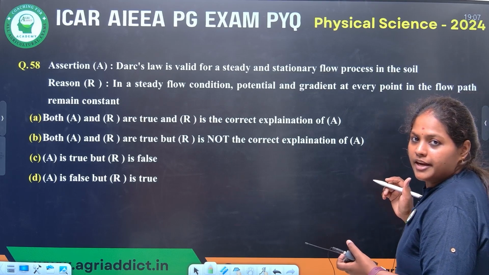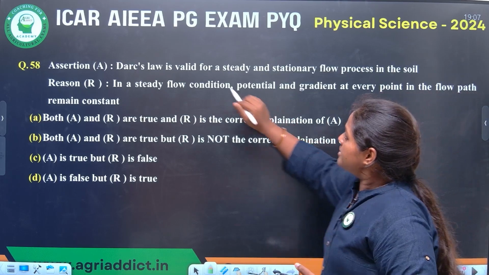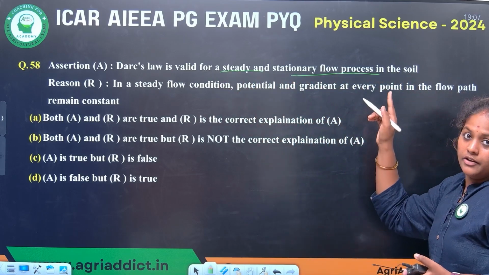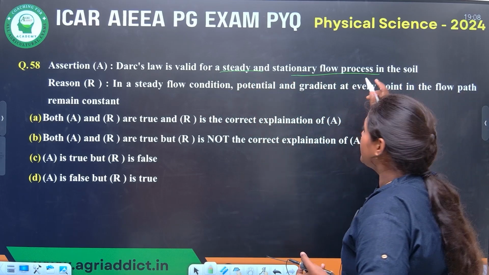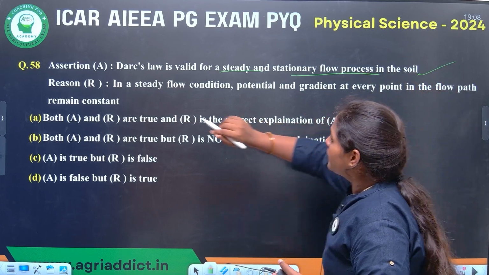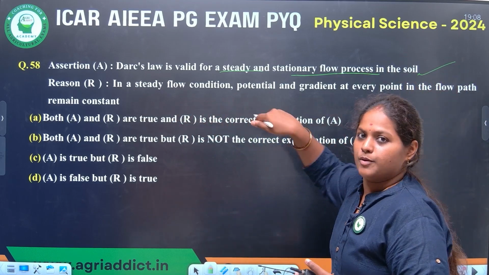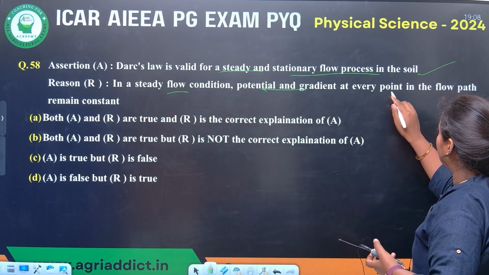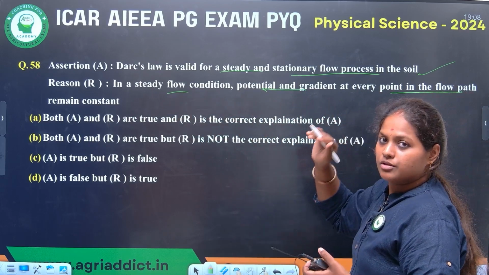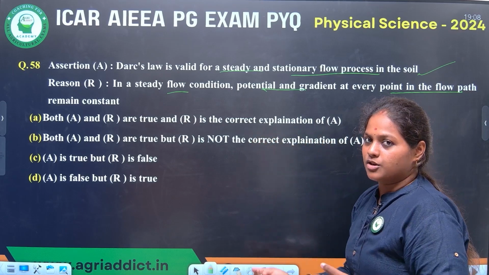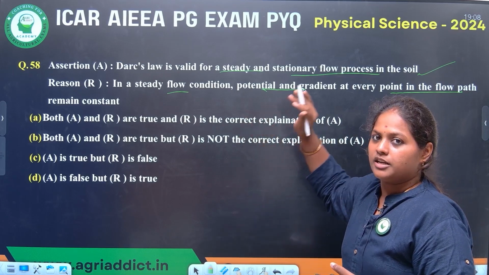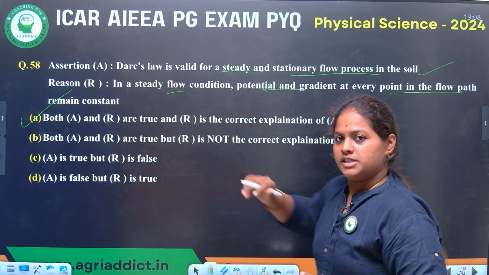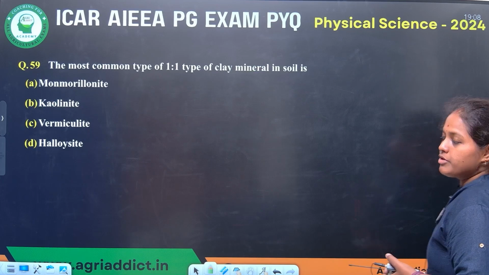Question number 58. Assertion: Darcy's law is valid for a steady and stationary flow process in the soil, which is the main assumption for deriving Darcy's law. Reason: why they have chosen steady flow, they are explaining here. In a steady flow, the potential gradient at every point in the flow path remains constant. When the potential gradient is constant, we are able to calculate the flux and the respective formula. Option is A.